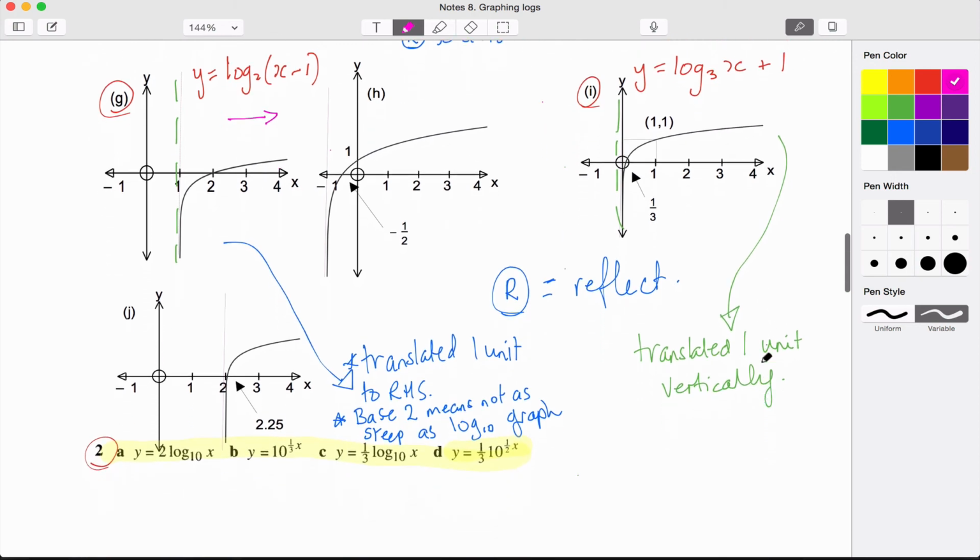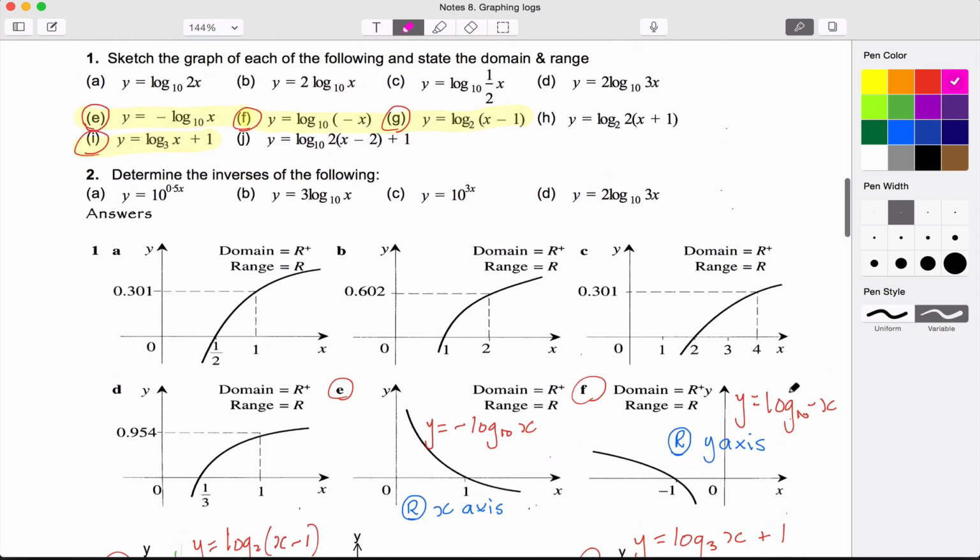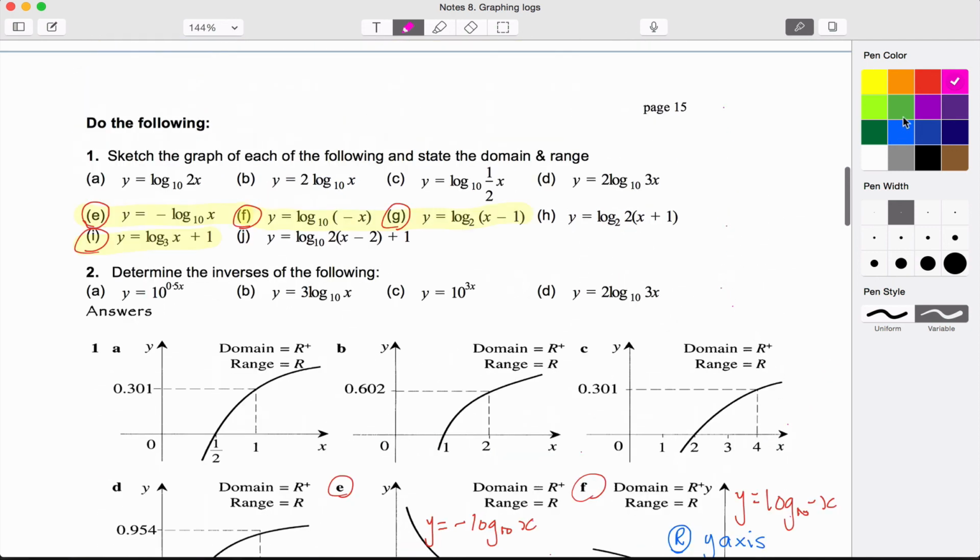You should be able to have a go at drawing your own graphs now. The other section that I want you to make sure you complete is question 2, which is about finding the inverses. And remember, all you need to do is swap over your x and your y, and then use your log laws and your index laws to simplify, and you should find that it will work out. Answers are at the bottom of the page.